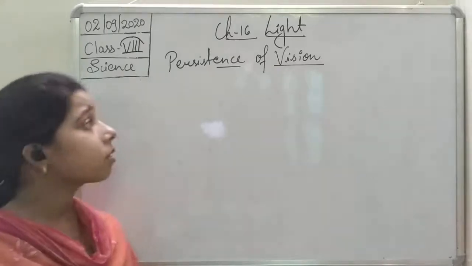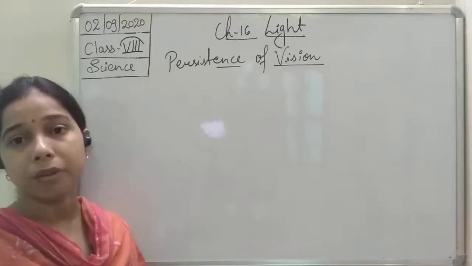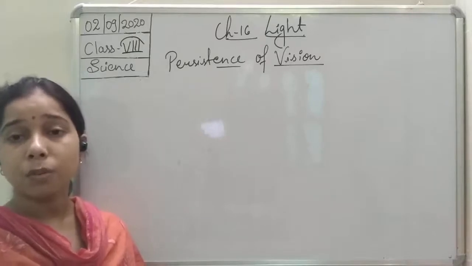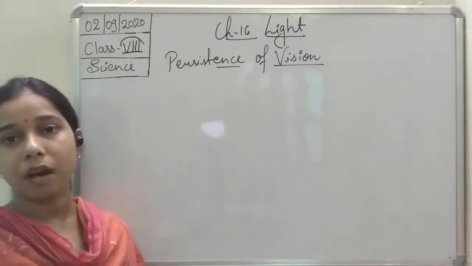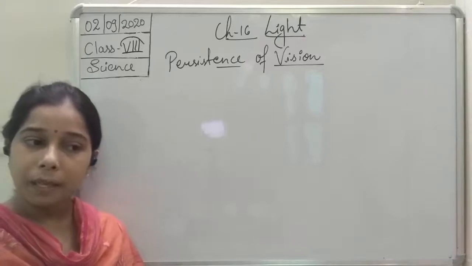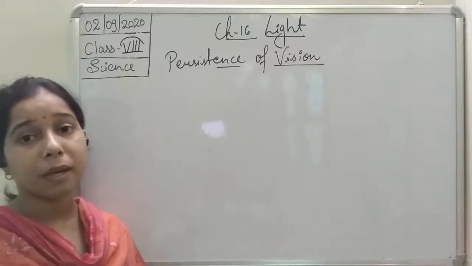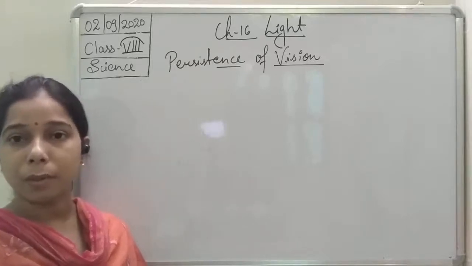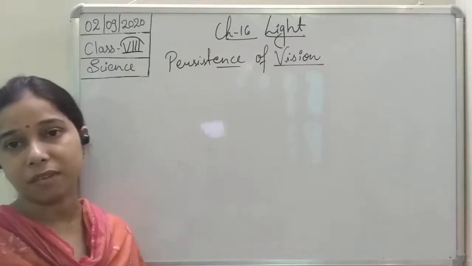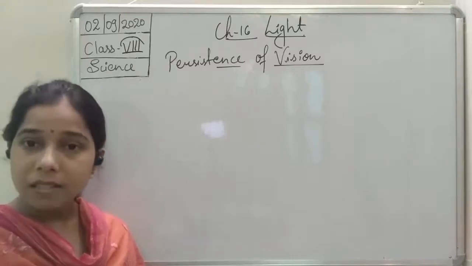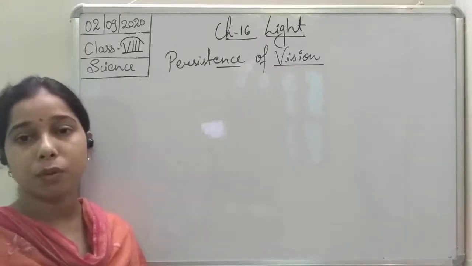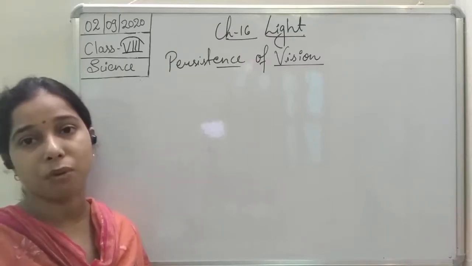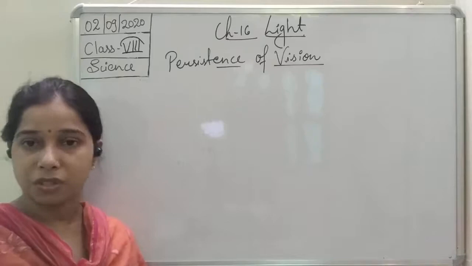Okay, so persistence of vision is because of our retina. What is the role of the retina here? The retina of our eye keeps the image for about 1/16th of a second on it, due to which we are able to make a sequence of different pictures. And that keeping of the image for about 1/16th of a second on the retina is the basis of the persistence of vision.